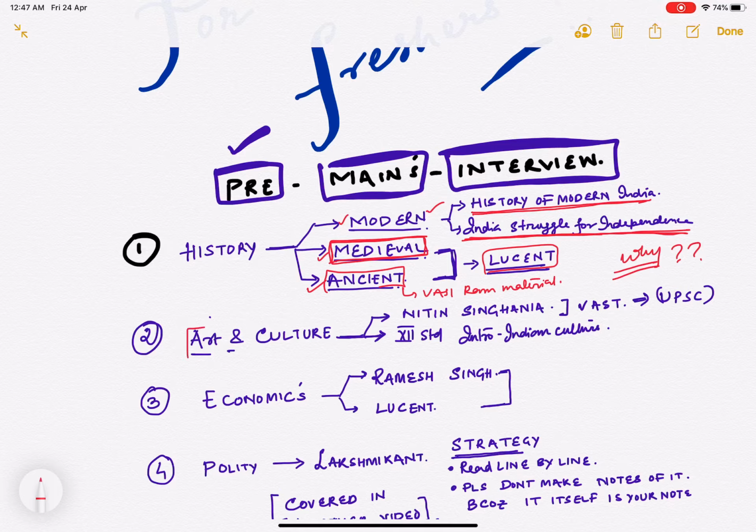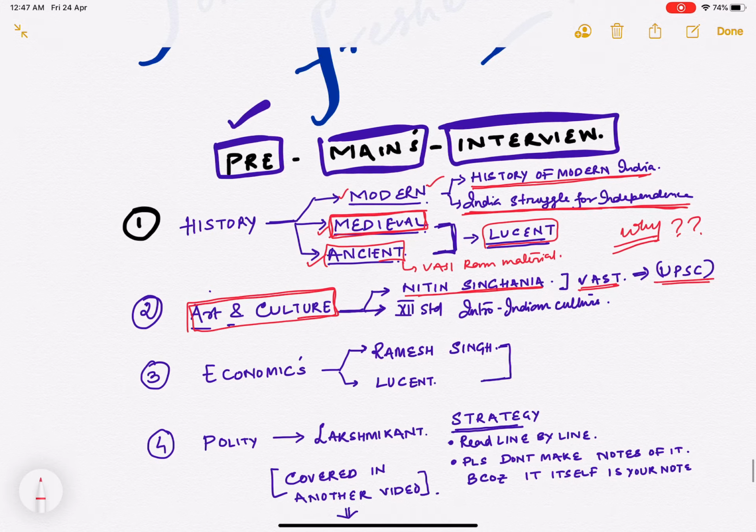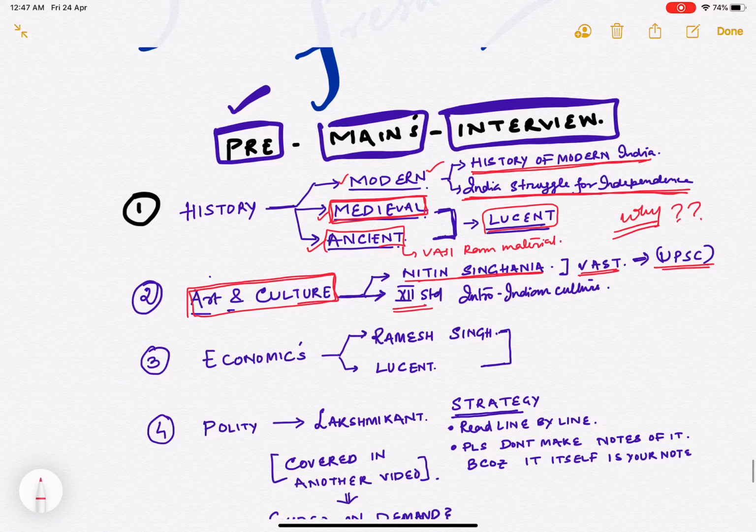Next, with respect to art and culture. Nitin Singhania is one of the best and a beautiful book, but it's vast. If you're going for the UPSC, don't compromise on Nitin Singhania. Next, the 12th standard Introduction to Indian Culture: this is one of the standard and finest books that will basically give you knowledge of what Indian culture is all about.